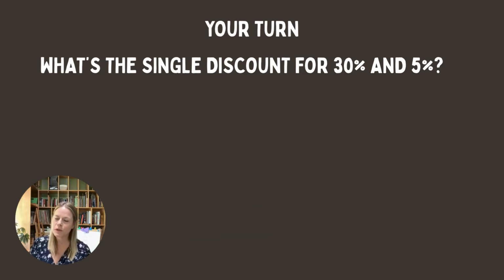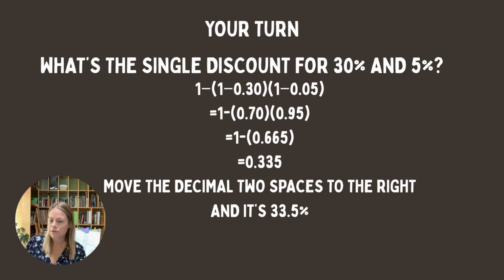Now it's your turn. What's the single discount for 30% and 5%? Come back for the answer. In order to find the single discount for 30 and 5%, you're going to take the 30% and 5% and change them into decimals. Then you're going to plug it into the formula. So your answer should be, after you move the decimal space back over to the right, 33.5%.